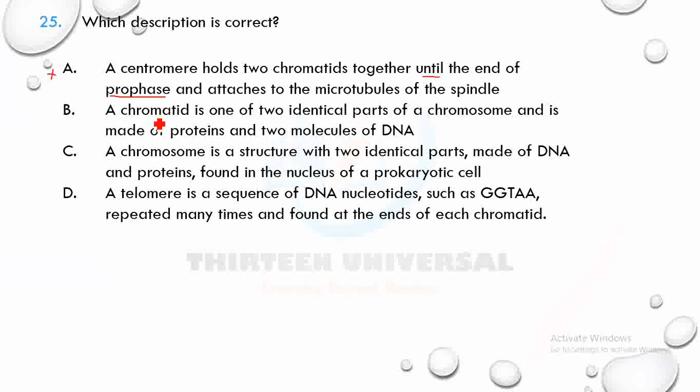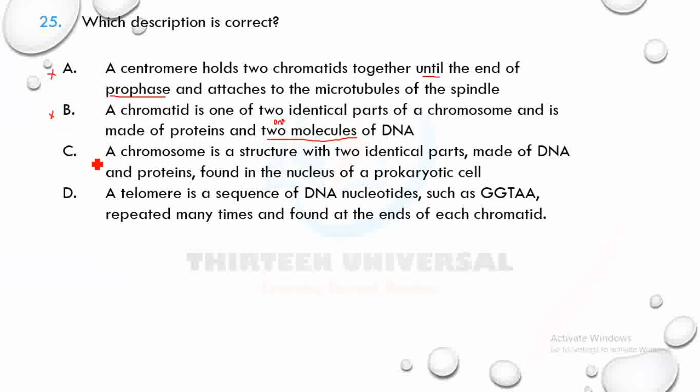B says a chromatid is one of the two identical parts of a chromosome and is made of proteins and two DNA molecules. Now, a chromatid is not made up of two DNA molecules, it's made up of one DNA molecule and 8 histone proteins. One DNA molecule, so it's not two, so this is wrong.